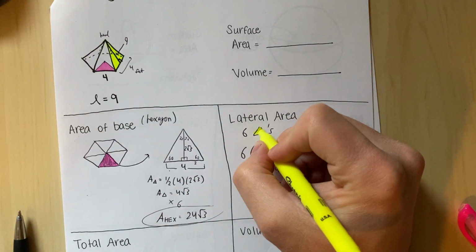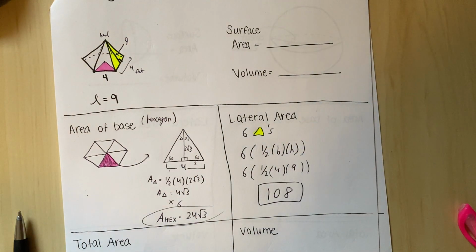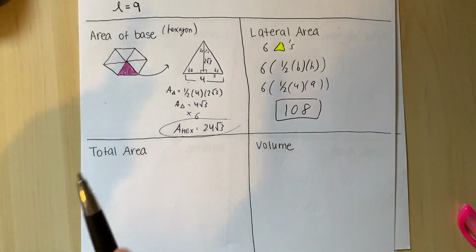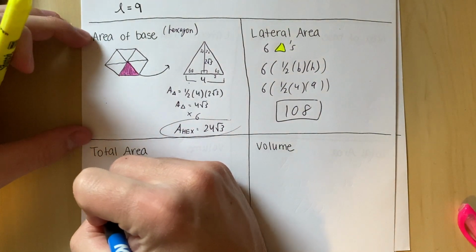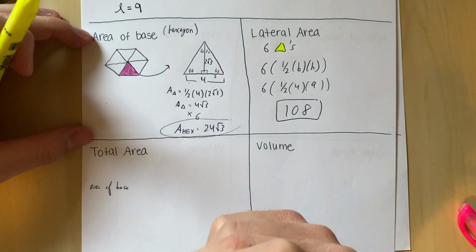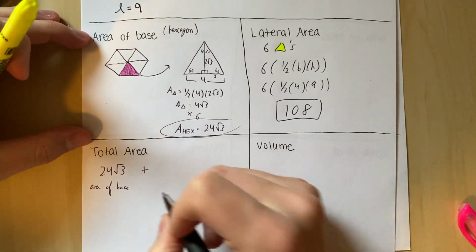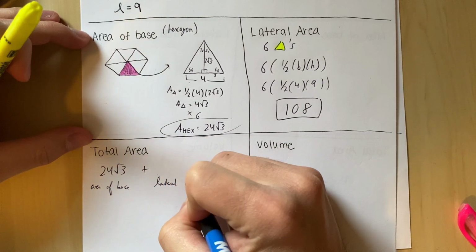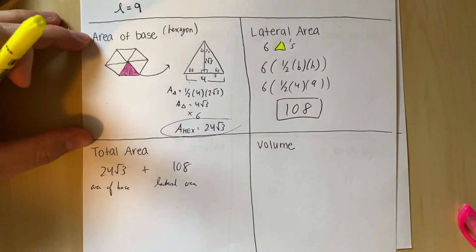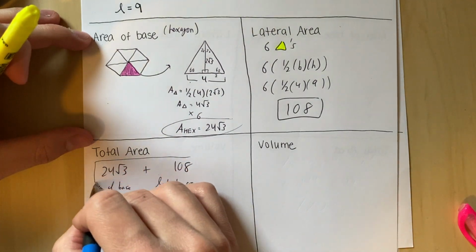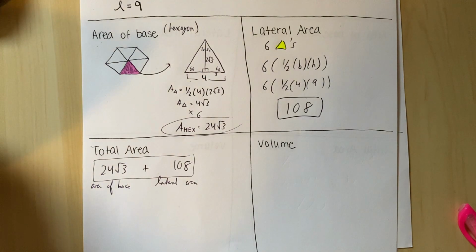Okay, maybe this will help too. Keep that all color coordinated. Okay, total area is the area of the base, which is 24 square root of 3. There's only one base, plus the lateral area, which is 108. Okay? They don't match in terms of radicals, so this is the total area.